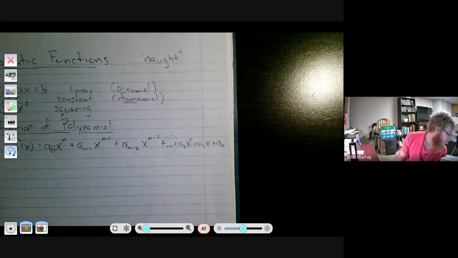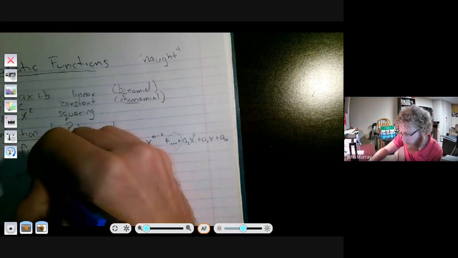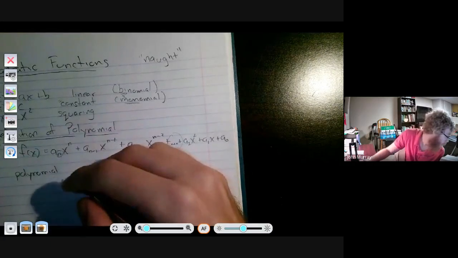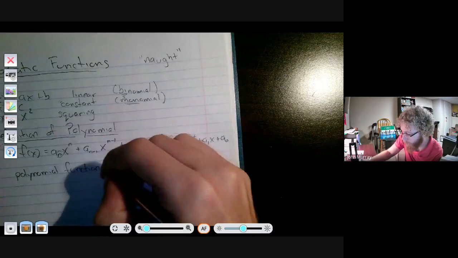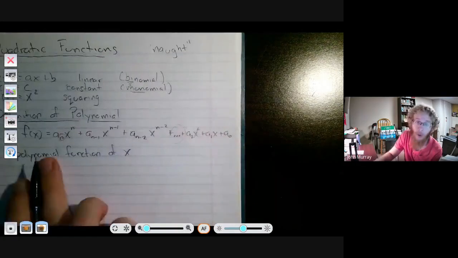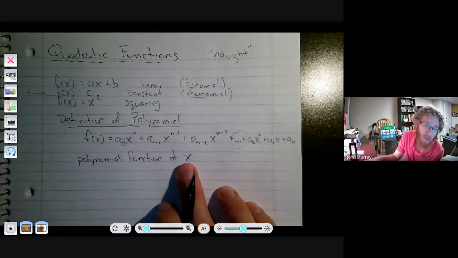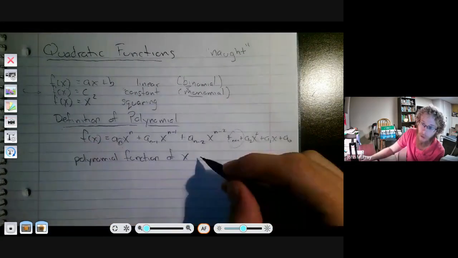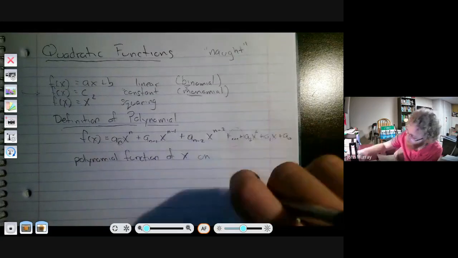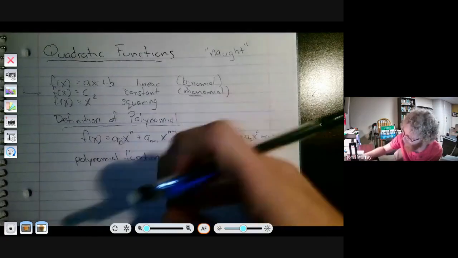Okay, so a few things that we need to know. Okay, so this we would call a polynomial function of x. So that just means the variable that we're using is x, right? And that's what this means when we have this.